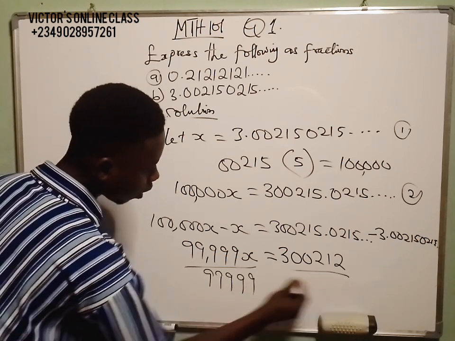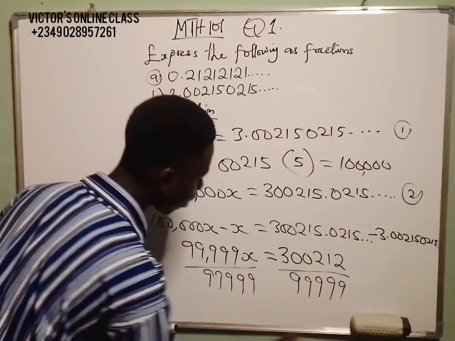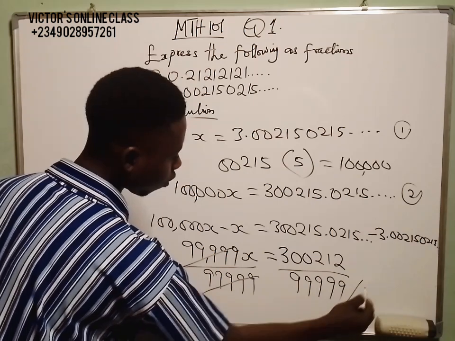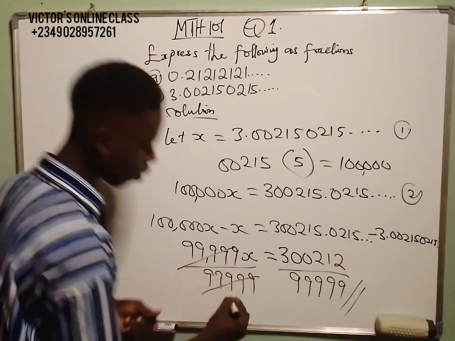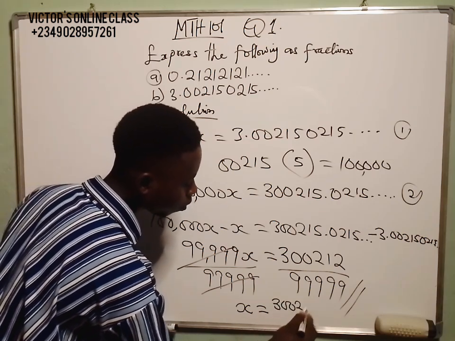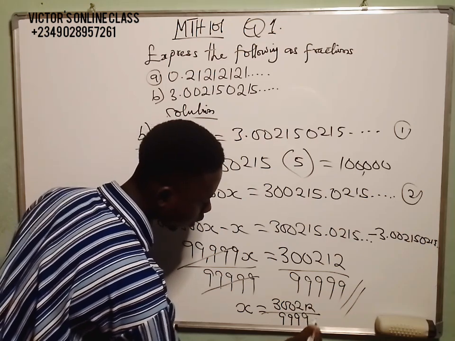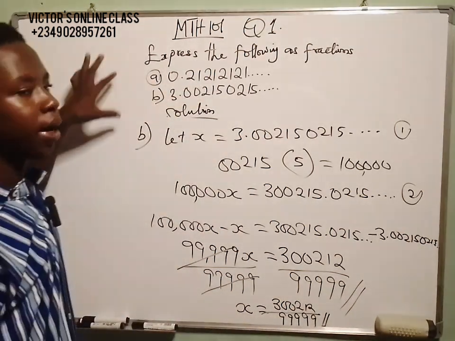Now how do you find your x? You divide by 99,999, and then here you will be having 99,999. Cancel this and cancel this, and then this is the value of your x. So the value of your x here, let me write it completely, is 300,212 all over 99999. This is the value of your x for number 1 question.